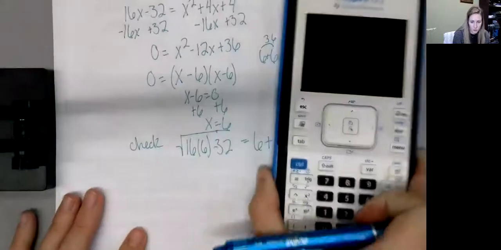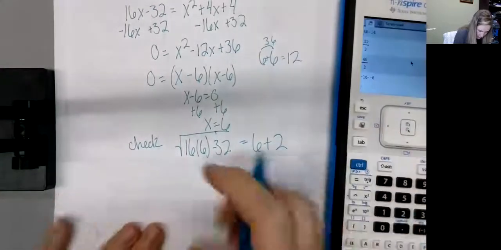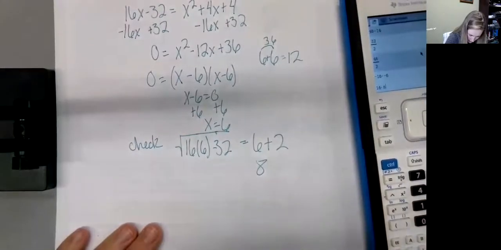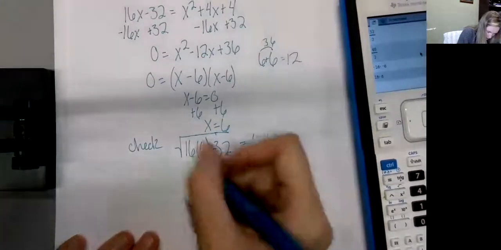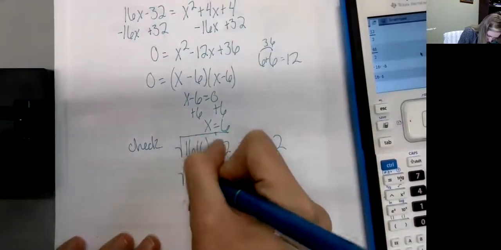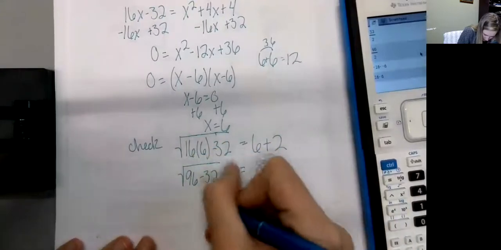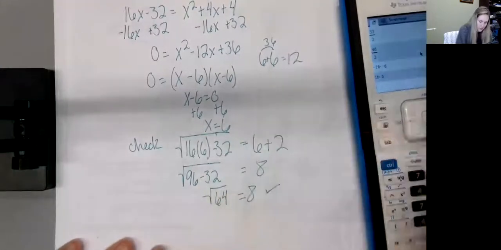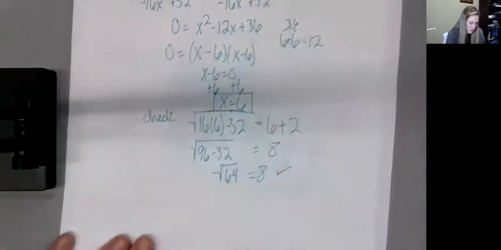I do not know what 16 times 6 is. I know this is 8. 16 times 6 is 96. I guess I should have known that. 96 subtract 32 would give us the square root of 64, and the square root of 64 is 8, so this is good. So our answer is x equals 6.